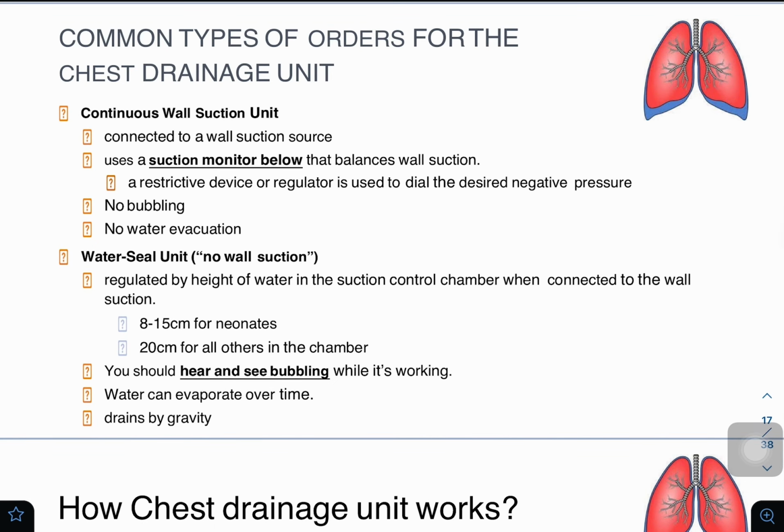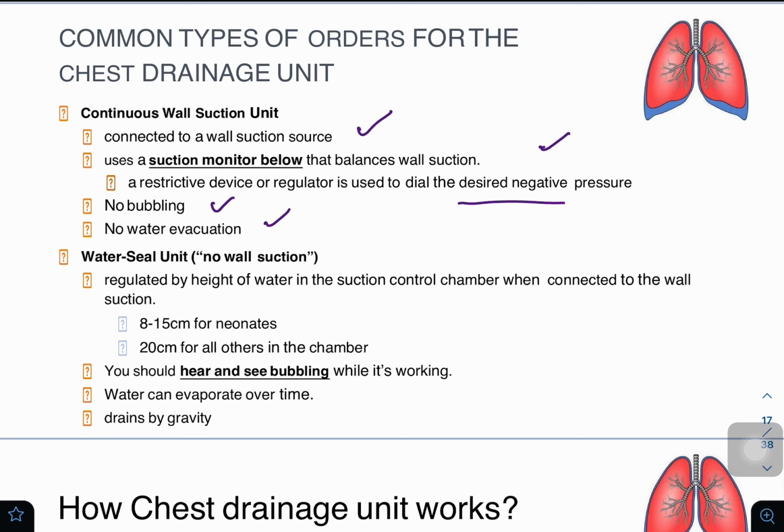So a continuous wall suction unit is connected to a wall suction source and uses a suction monitor below that balances the wall suction. A restrictive device or regulator is used to dial the desired negative pressure. No bubbling, no water evacuation.